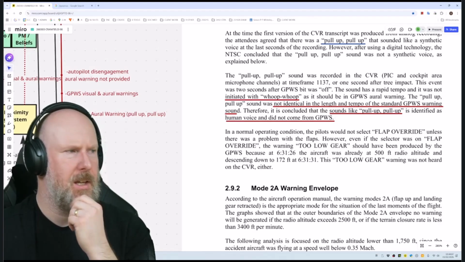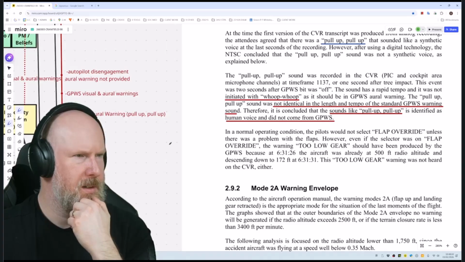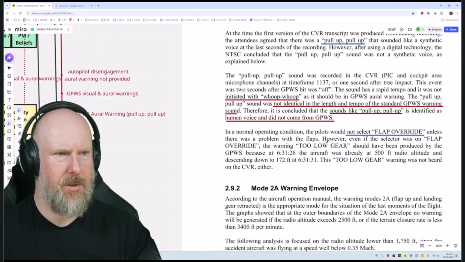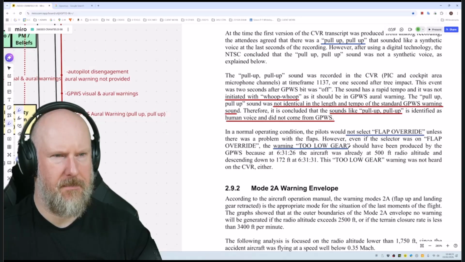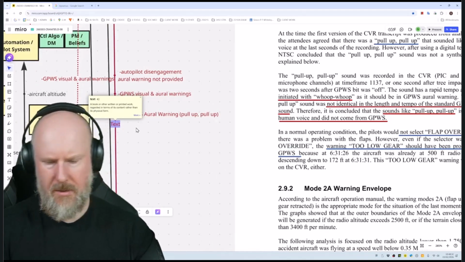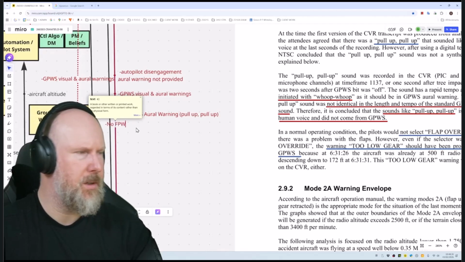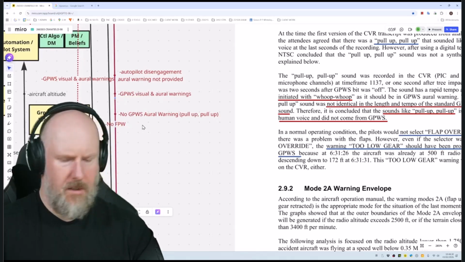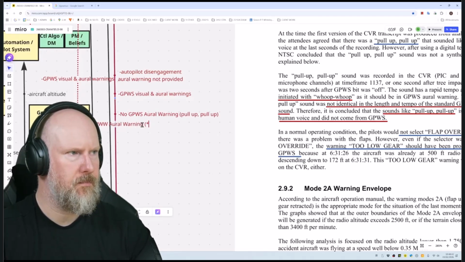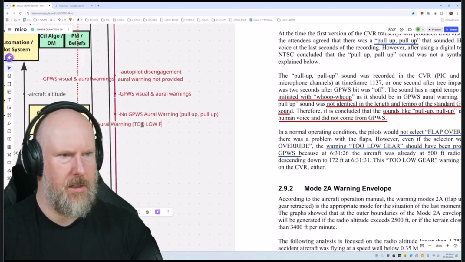In a normal operating condition, the pilots would not select flap override unless there was a problem with the flaps. However, even if the selector was on flap override, the warning too low gear should have been produced by the GPWS. So no GPWS oral: too low gear.